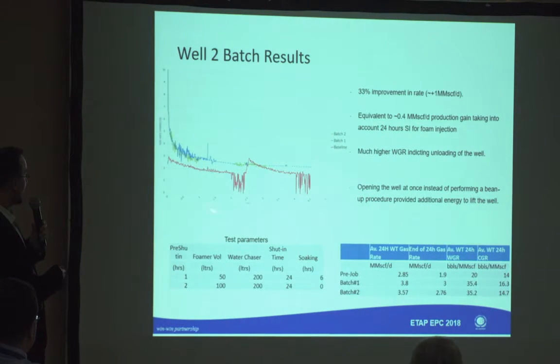And therefore, on average, we have improved the production of the well by 0.4 million scf per day, because we need to factor in the fact that now we need to shut in the well to do the foam injection.